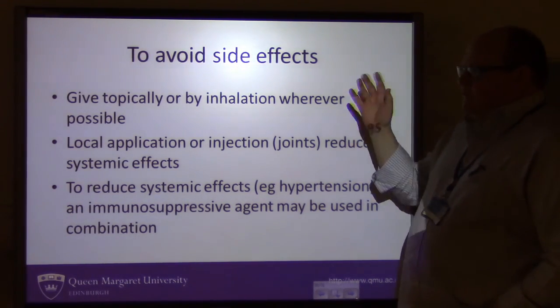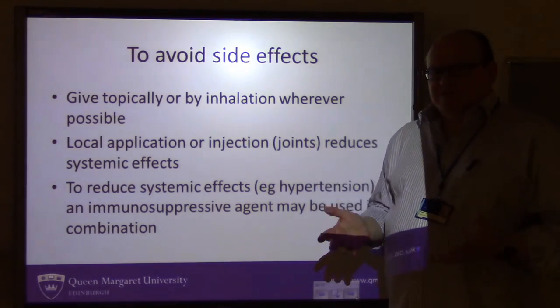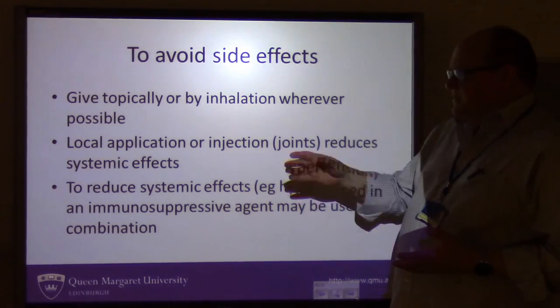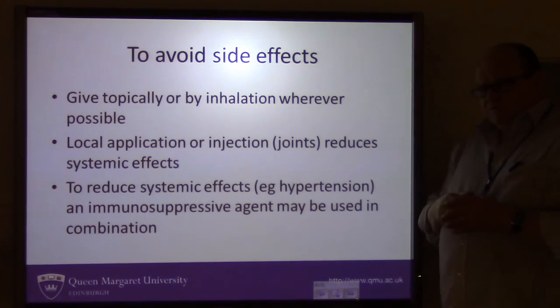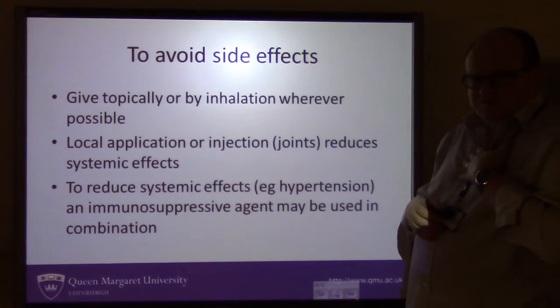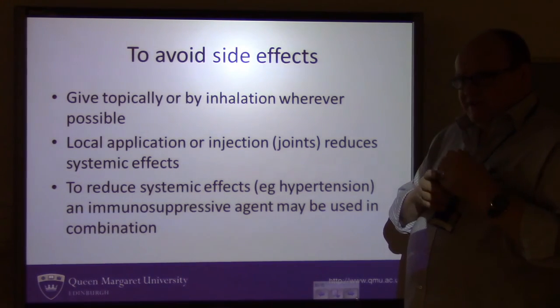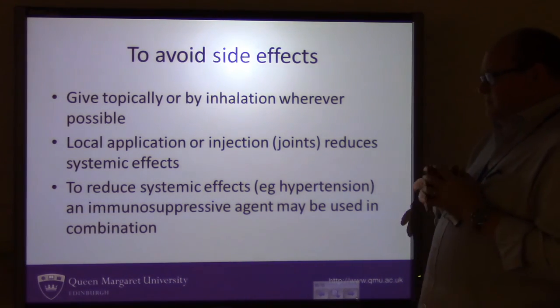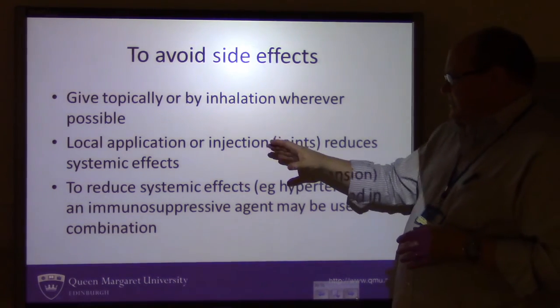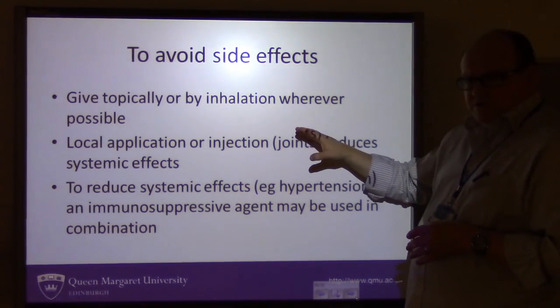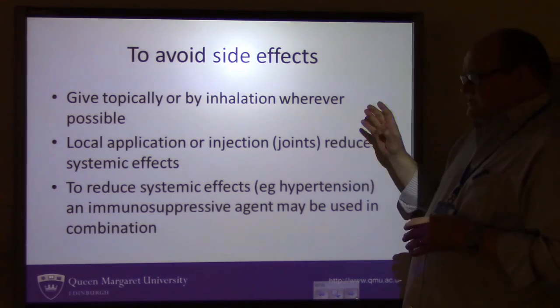So, to avoid systemic side effects, steroids are often given topically or by inhalation. So that's one way of getting around that. You can get them into the respiratory system through an inhaler. But if you had to give them intravenously, you would be more likely to get the side effects. If you do a local application or an injection into a joint, that will reduce the systemic effects.